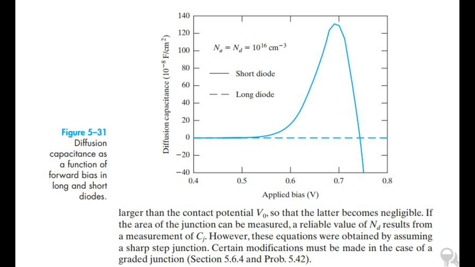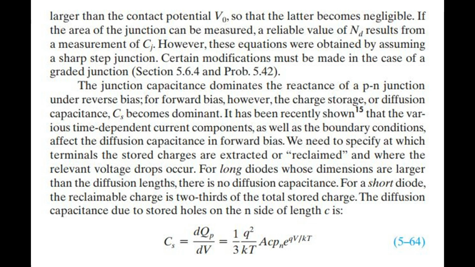The junction capacitance dominates the reactance of a PN junction under reverse bias. For forward bias, however, the charge storage, or diffusion capacitance, Cs becomes dominant. It has been recently shown that the various time-dependent current components, as well as the boundary conditions, affect the diffusion capacitance in forward bias. We need to specify at which terminals the stored charges are extracted or reclaimed and where the relevant voltage drops occur. For long diodes whose dimensions are larger than the diffusion lengths, there is no diffusion capacitance. For a short diode, the reclaimable charge is 2/3 of the total stored charge.